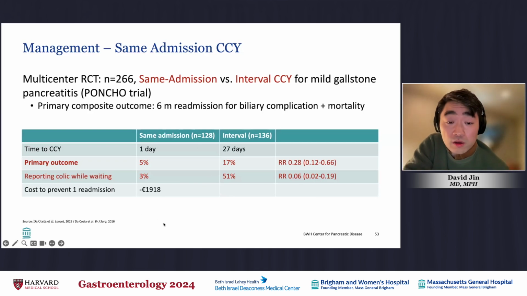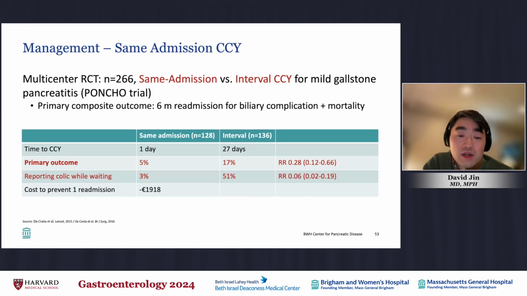This group also performed a cost effectiveness analysis on this, and they found a negative incremental cost effectiveness ratio. In other words, you would be saving 1,900 euros to prevent one readmission for biliary complications. So this is really a no-brainer. You're preventing readmission and you're saving costs.